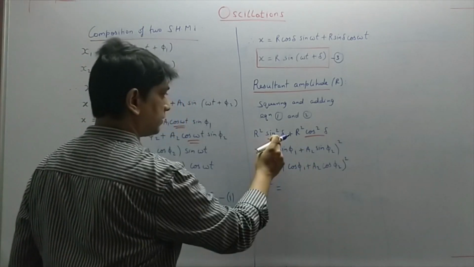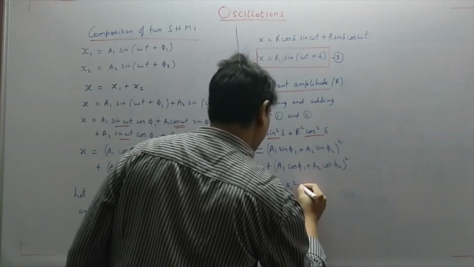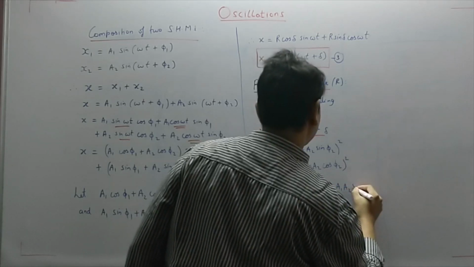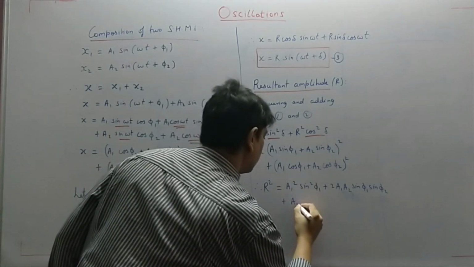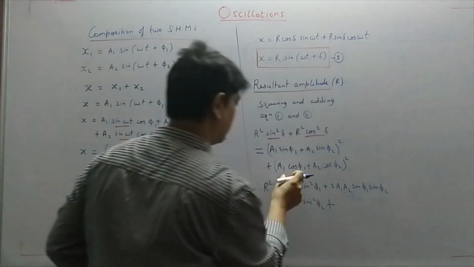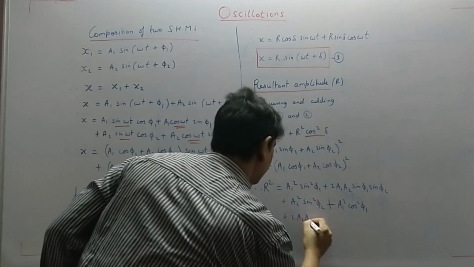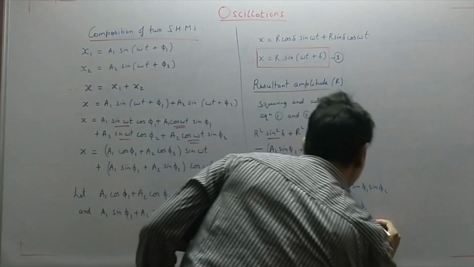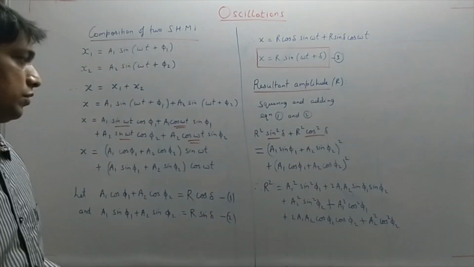So this becomes r square, sin square plus cos square is 1. Now on the left hand side, we are having a plus b the whole square, we are having a square plus 2ab plus b square, same thing here for this one, plus a square plus 2ab plus b square. Solving further.